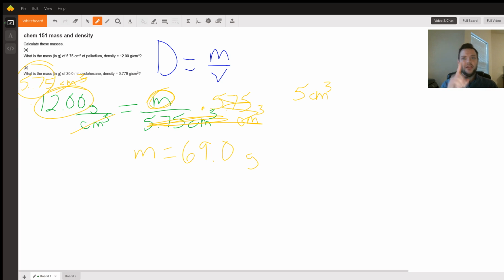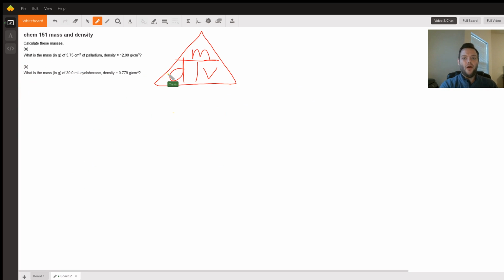Now, algebra is one way to solve these types of density problems. Another way to do so is using what I call the density triangle and setting it up as DMV, where density equals mass divided by volume. But that also means that volume would be equal to mass divided by density, and that mass would be equal to density times volume, which is exactly what we want for the case of letter B.